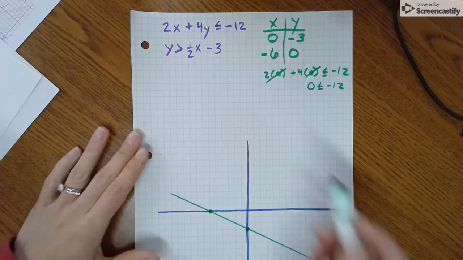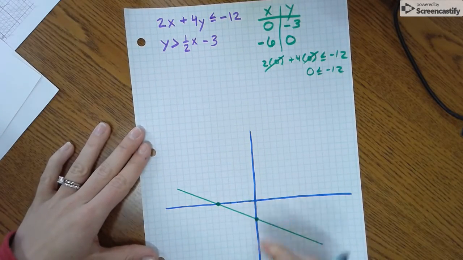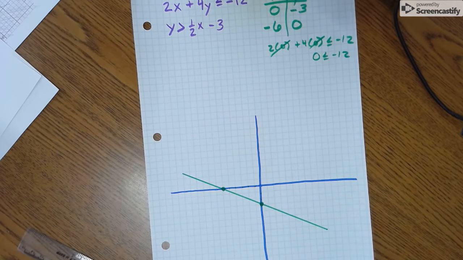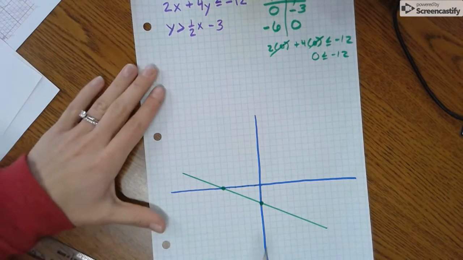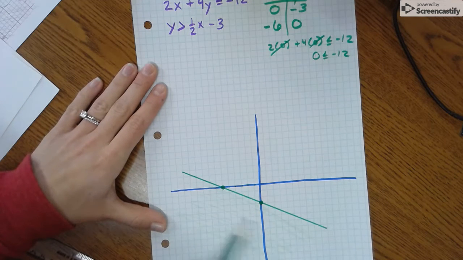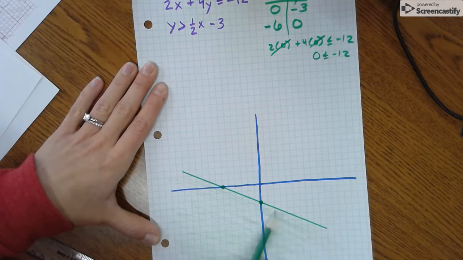So 0, 0 did not create a correct solution, which means no points on the side of 0, 0 are going to be solutions. So that means my solution region is on the other side of the line. And so I'm going to shade below my line.